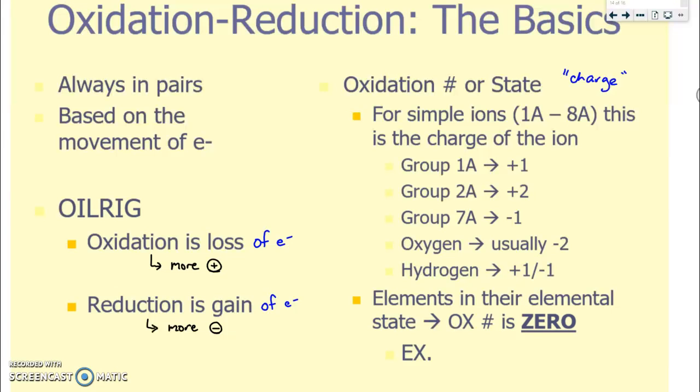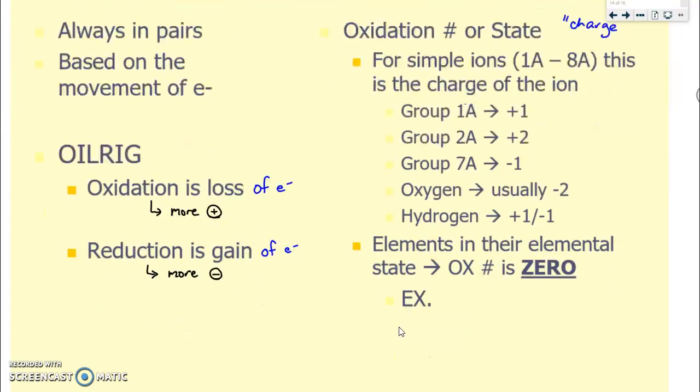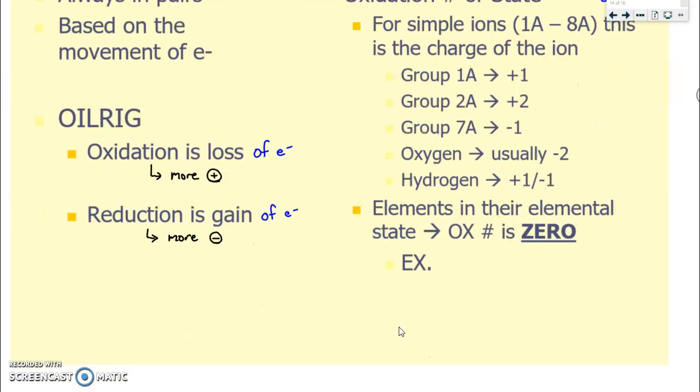And then we have something called an elemental state. Elements that are in their elemental state have an oxidation number of 0. So these are elements when they are by themselves, like sodium, or just oxygen, or platinum, or just hydrogen.